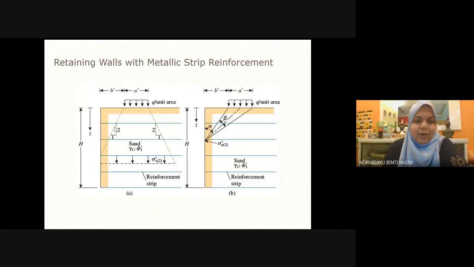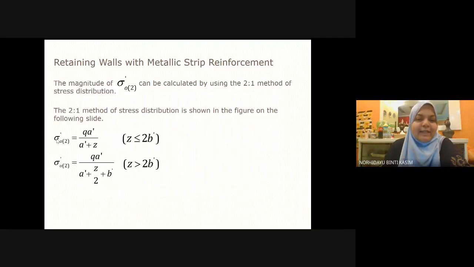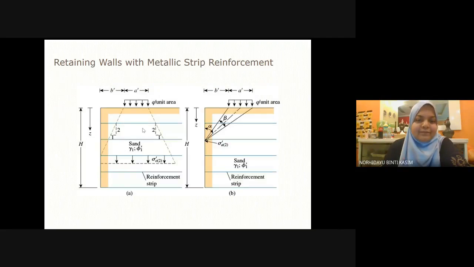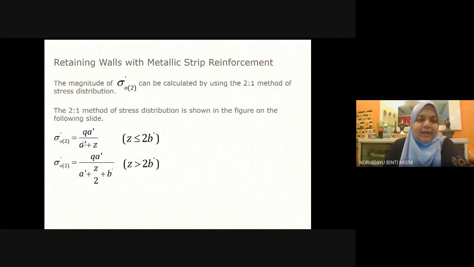Here, the 2 to 1 method. To calculate for this one, it is given by this equation. The difference is the location of your surcharge. B prime is the distance from the edge of your retaining wall to the edge of your surcharge, so it's defined as B prime. You can use either one of these equations, depending on Z and 2B.